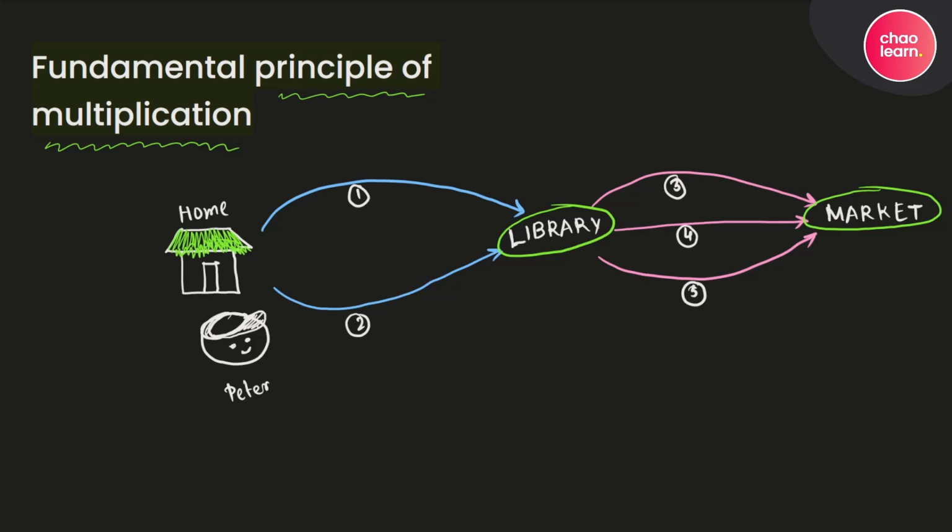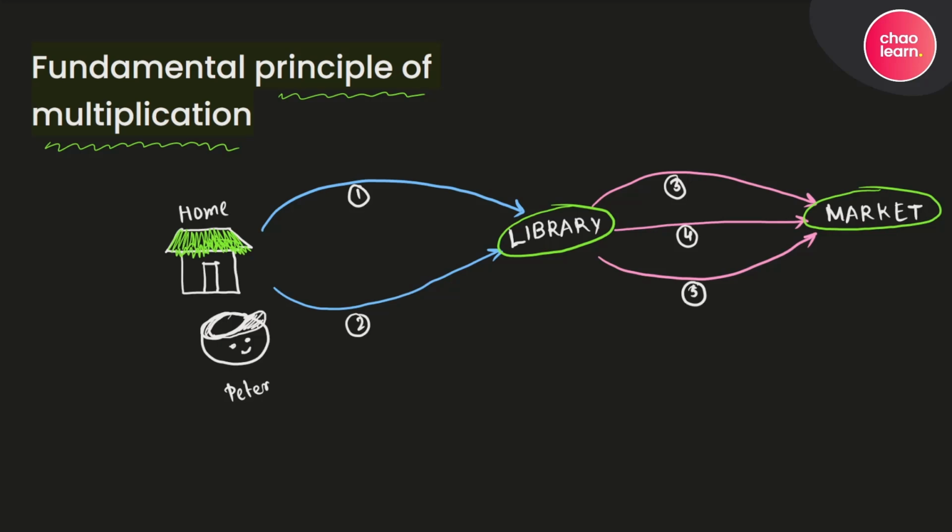For example, to reach the library, Peter could choose way 2, and then to reach the market from the library, Peter could choose way 4. So how many such possible cases are present in which Peter can reach the market after returning a book to the library? So pause the video right now and jot down all the cases that come to your mind. So let us start solving this problem.